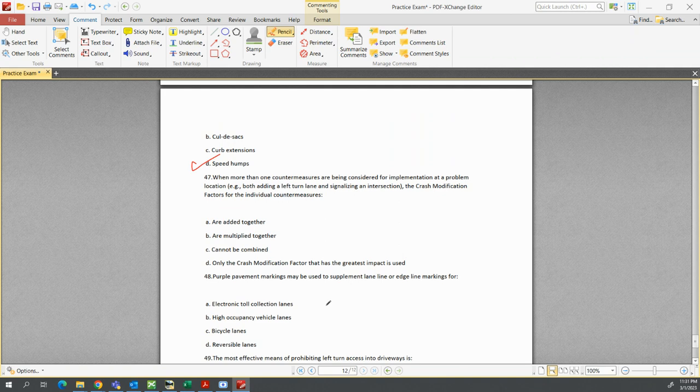When more than one countermeasure is being considered for implementation at a problem location, like different countermeasures, let's say add a left turn lane, change the pavement marking, restripe the crosswalks, all these countermeasures are being considered for implementation at a problem location. They have given some examples also, both adding a left turn lane and signalizing an intersection. The crash modification factors for the individual countermeasures, what happens is you have to multiply together the crash modification factors. It's like CMF1, let's say crash modification factor for 1, times CMF2, and all this becomes the final crash modification factor. From here you predict the crashes this way, right?